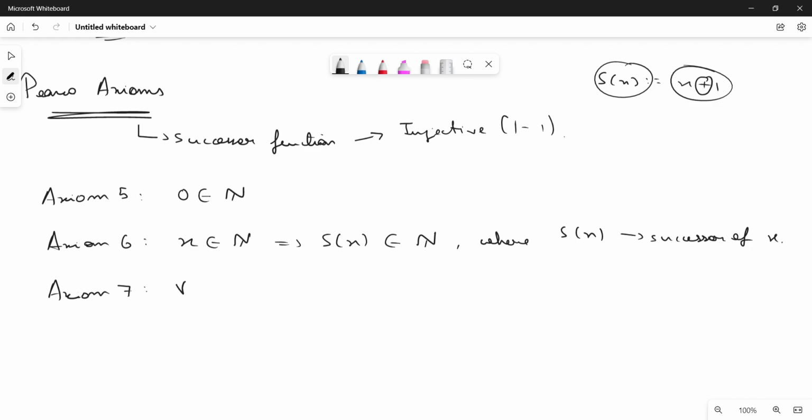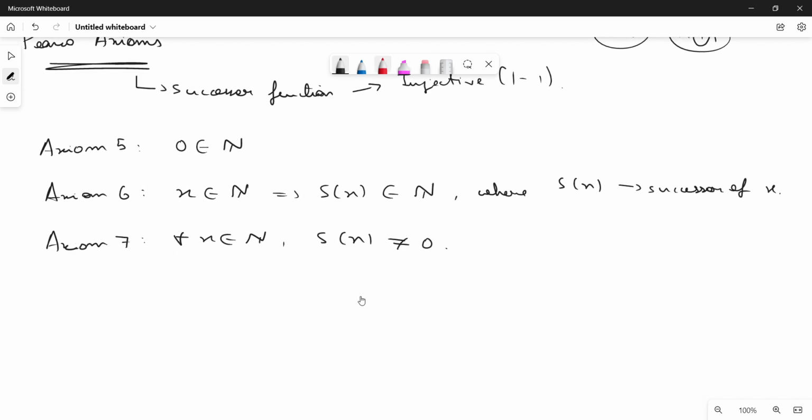So now we move on to axiom number 7. Axiom number 7 says that for all natural numbers x, Sx cannot be 0. Now this is pretty much intuitive, because the successor of any natural number cannot be 0, because this function is taking every number to the next number, and 0 is the least element, 0 is behind every number. So the successor of any number can never be 0. Is it clear?